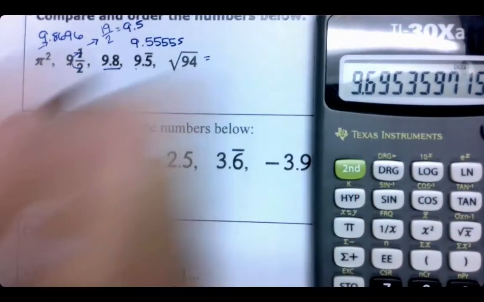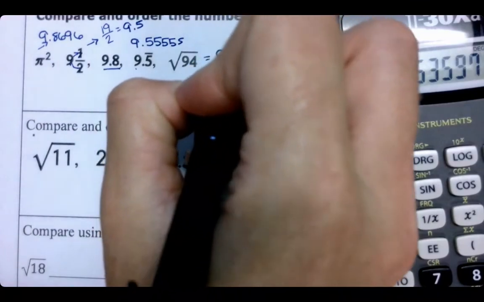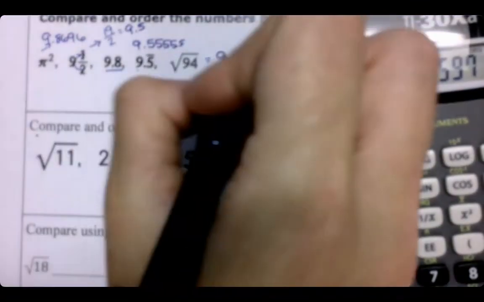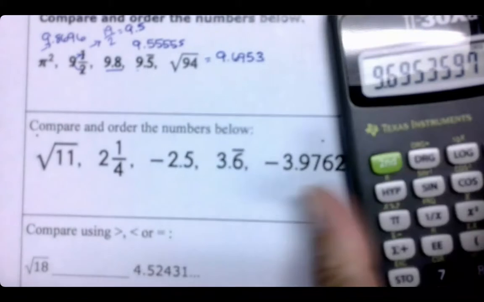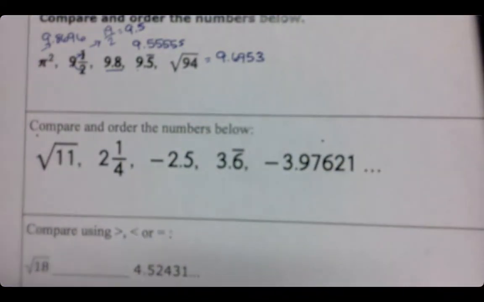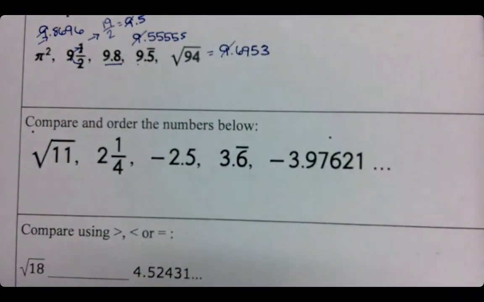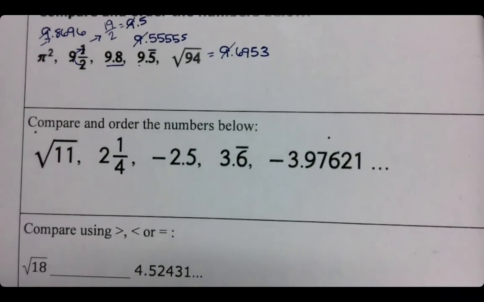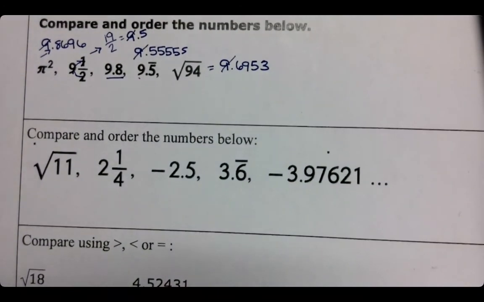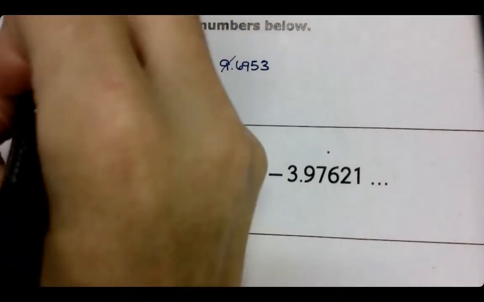So we have 9.6953, and so on and so forth. Okay? So comparing all of these numbers, right? If we think about what we did on the last page, okay? The 9 is the same for every single one of these. The 9 is the same for every single one of these. So then we look at the next number.